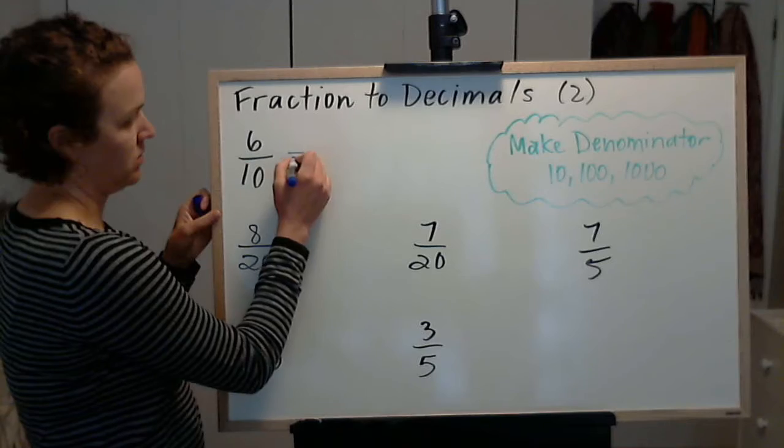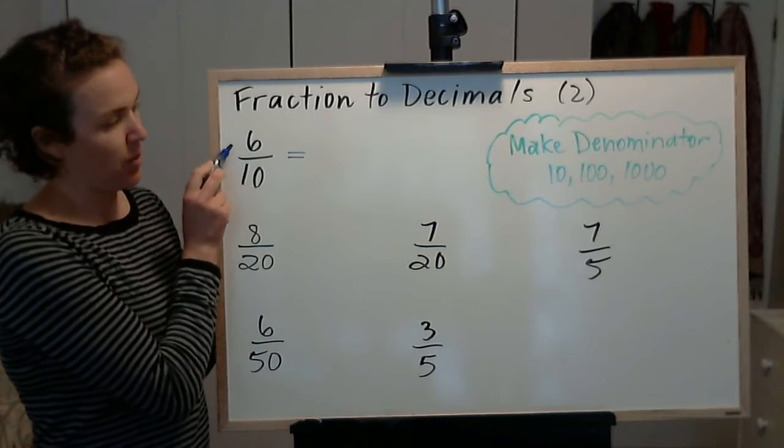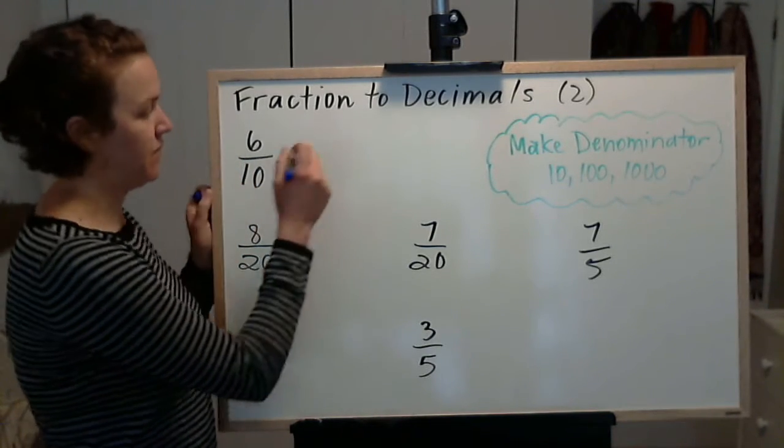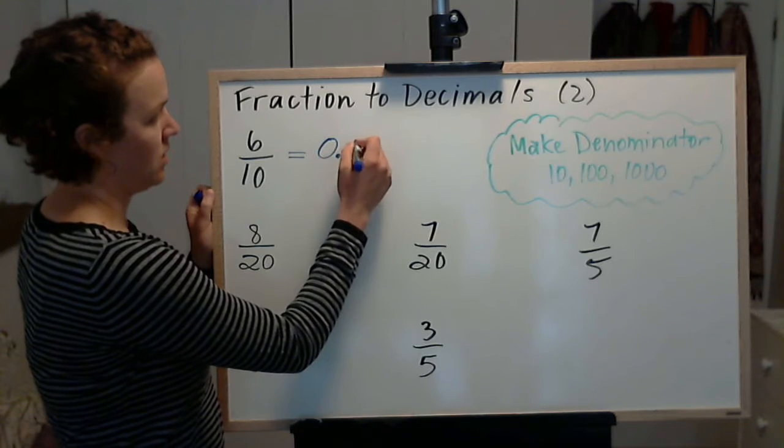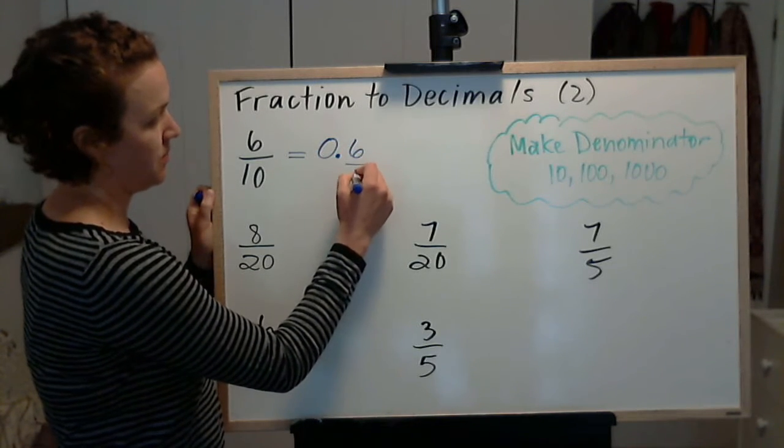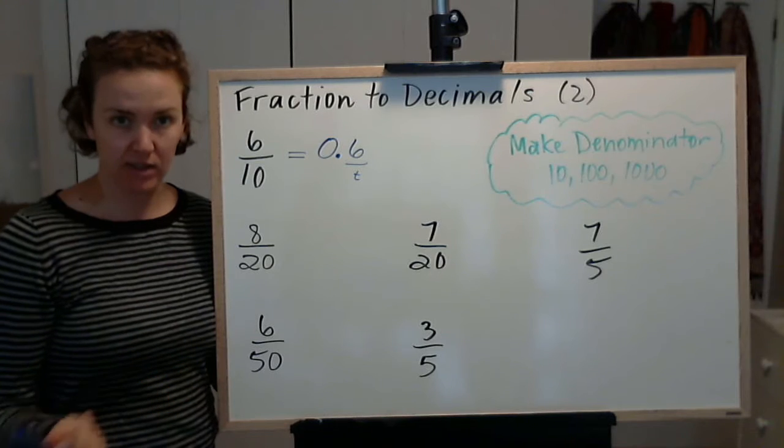So you know by what this is called. It's called 6/10, that you just write a 6 in the tenths column. So 0.6 is 6/10.